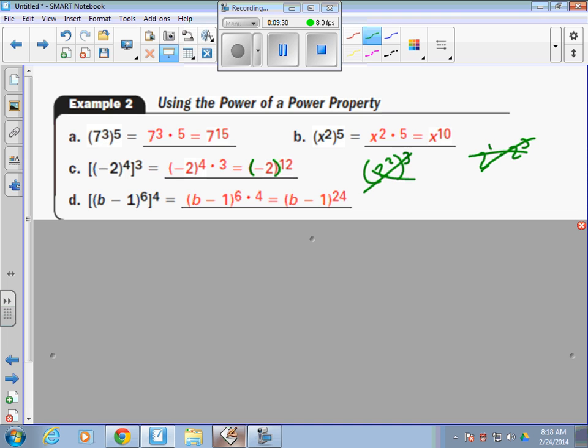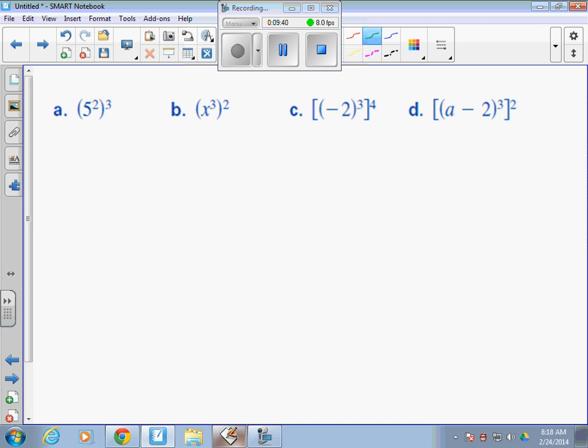And then b minus 1 to the 6th to the 4th is b minus 1 to the 6 times 4, which is b minus 1 to the 24th power. Copy these 4 down. Do these. I'll give you a minute. Again, leave them in exponential form. You don't have to evaluate the last step.